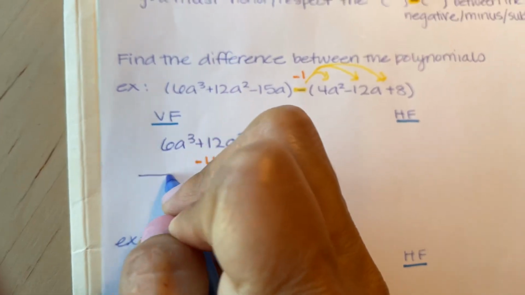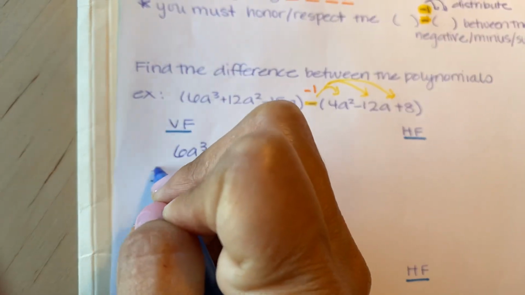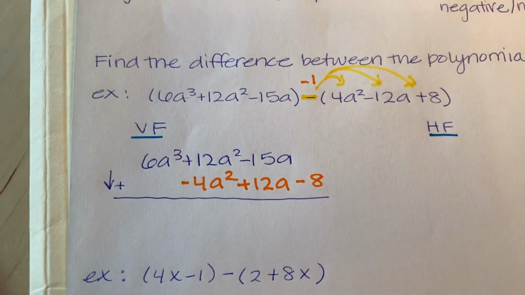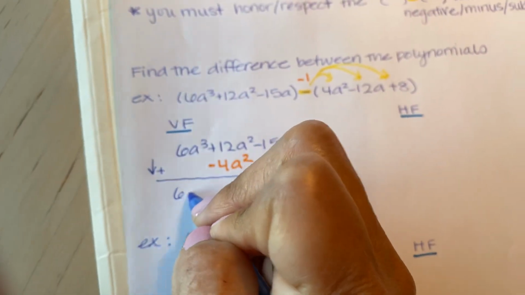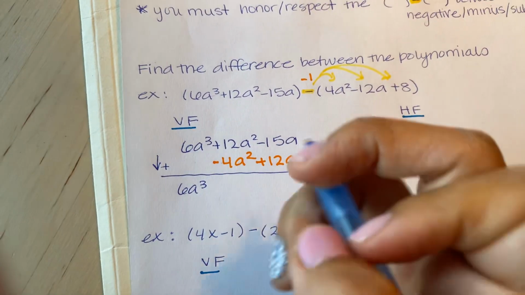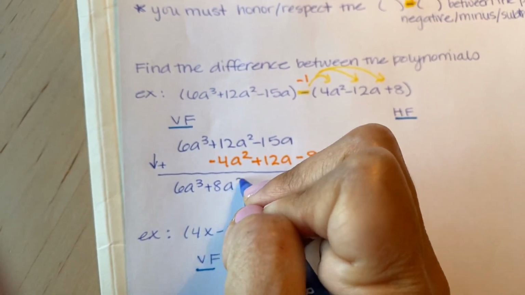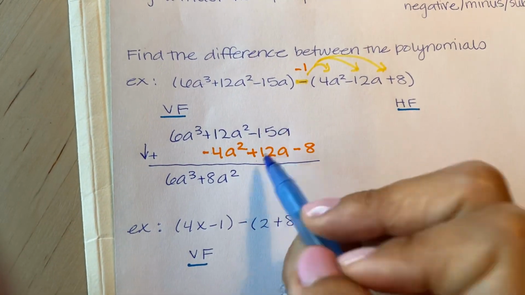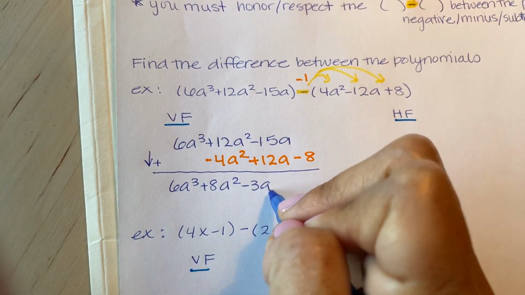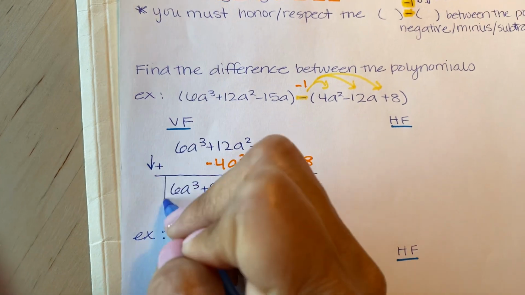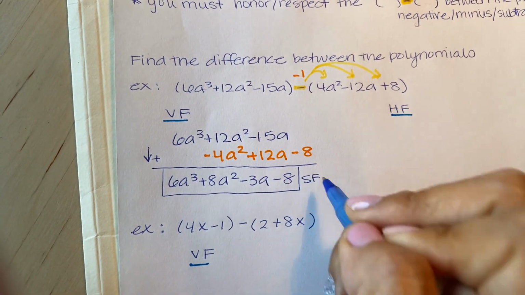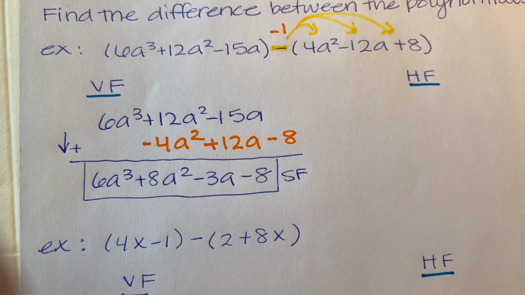Okay, so now you're just going to go ahead and honor the signs. You're just going to add downward, okay? So 6a cubed, 12 minus 4 is 8a squared. -15 plus 3 is -3a, and then that is -8. And that is your answer in standard form.